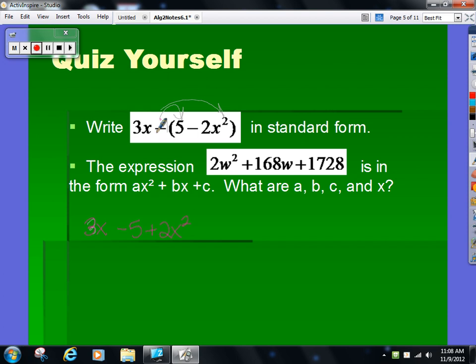I've noticed a lot of you are forgetting to distribute the negative over. How can I write this in standard form? I'm going to put the 2x squared first because that's the highest degree. The plus 3x and the minus 5. You just have to be careful with your signs here. That minus goes with that 5.